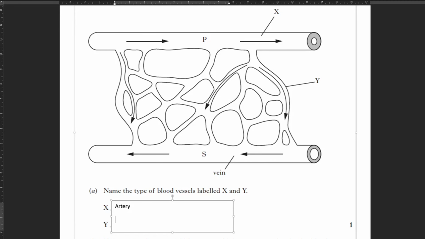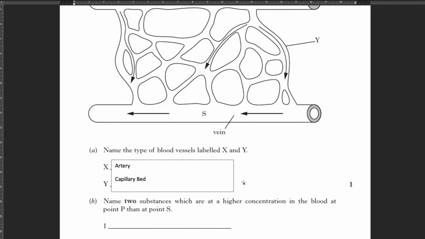And Y, where's Y? Y is here pointing to the capillary bed, okay? So we'll say capillary bed. You could probably just say capillary and get the mark there, okay? But it is a capillary bed or a capillary network or something similar.